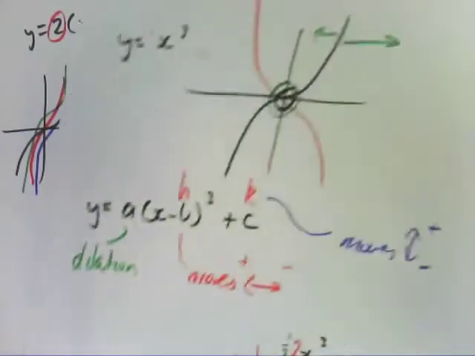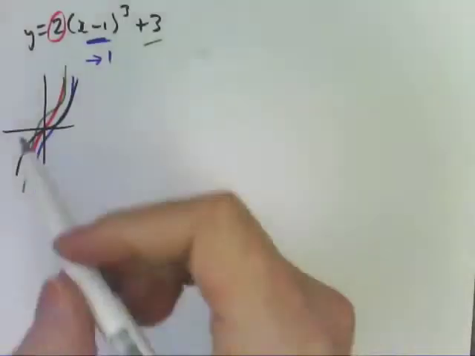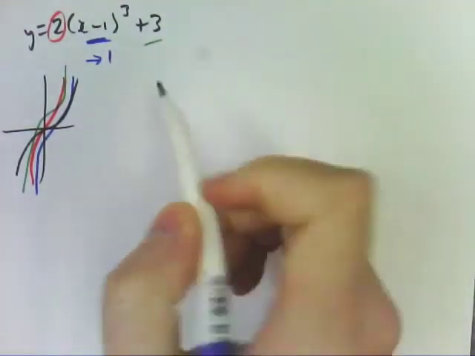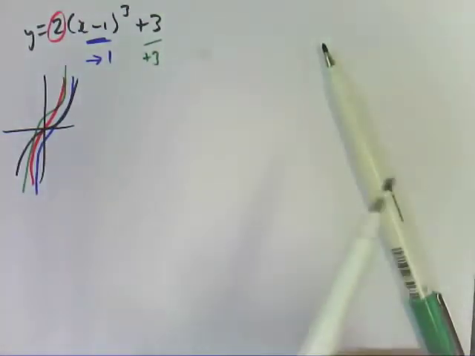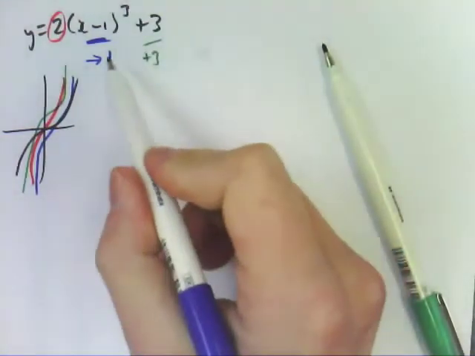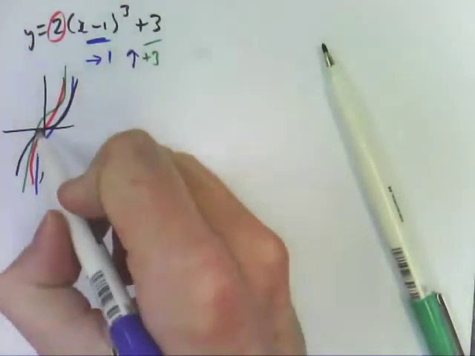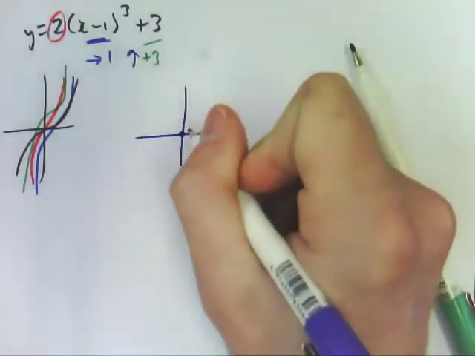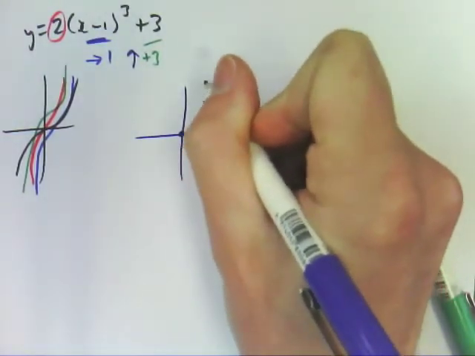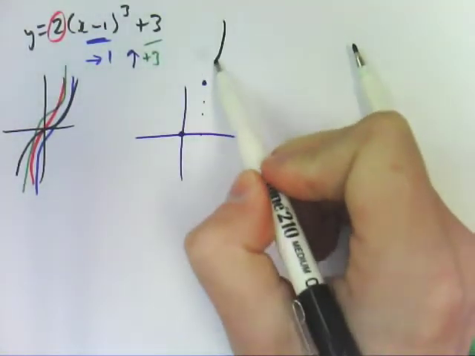Remember I said everything is centered around this origin. So what have we done to our origin? We've moved it this way 1 and up 3. So what used to be 0, 0, what used to be here, is actually now over 1 and up 3. So it's actually here. That's the center of my graph, and then you just draw your graph. You worry about your steepness.